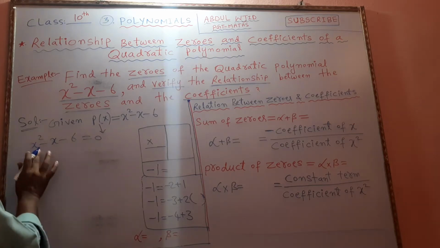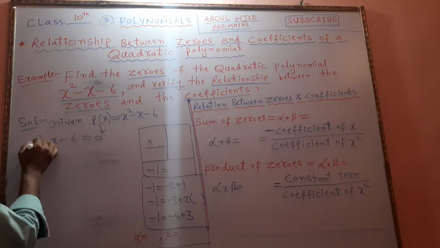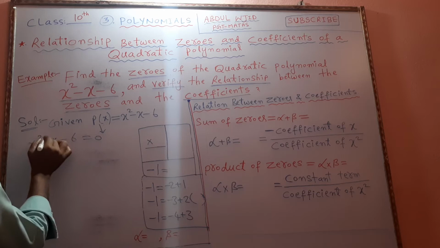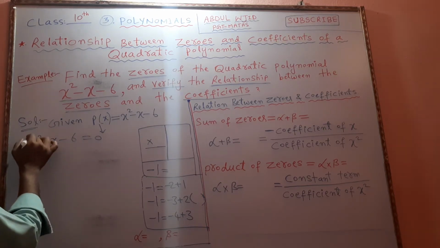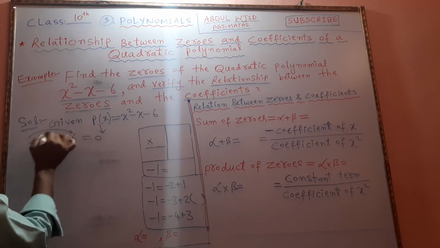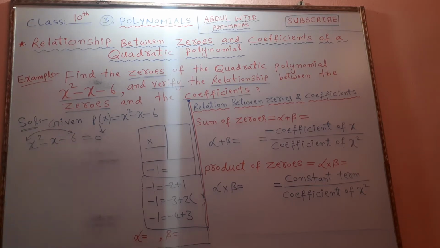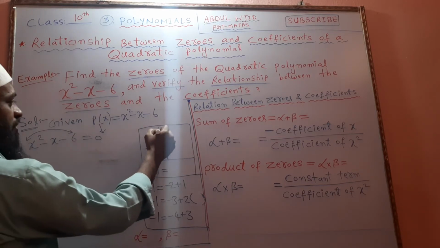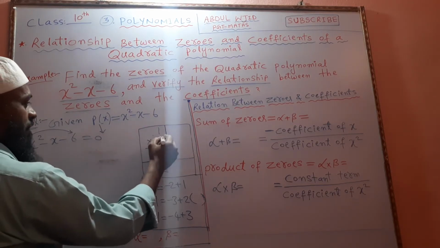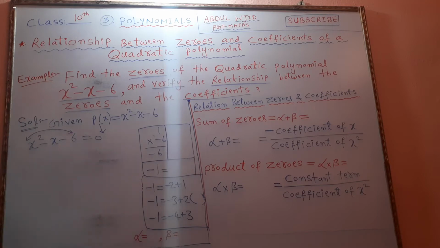So what is the splitting method? How to go through the splitting method? See, very simple. The first term's coefficient and the constant are multiplied. The first term coefficient is 1. The constant term is minus 6. First term coefficient and constant term multiplied, the product is minus 6.